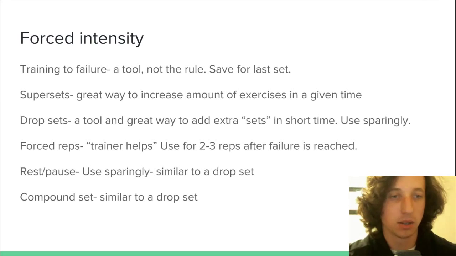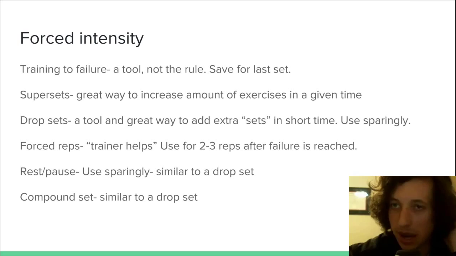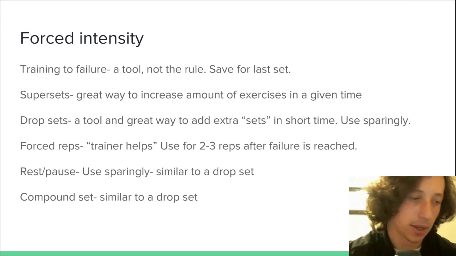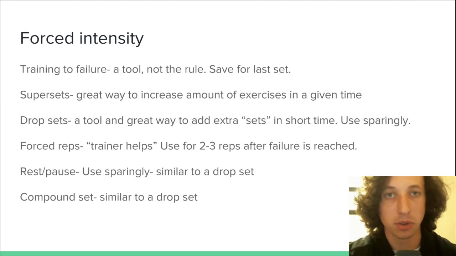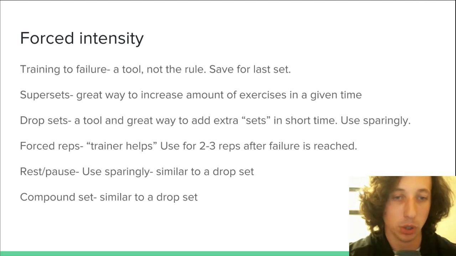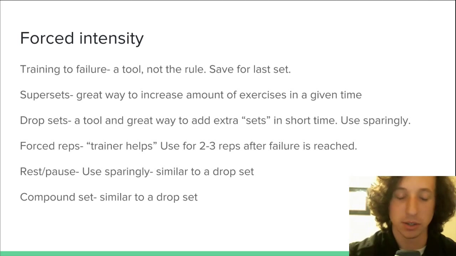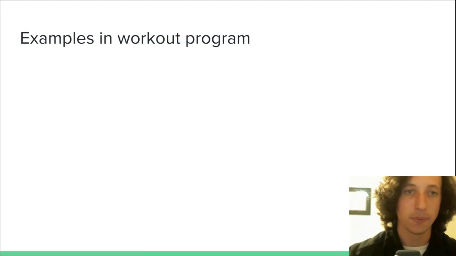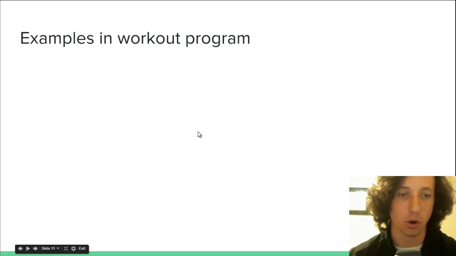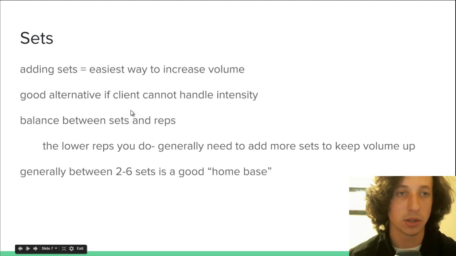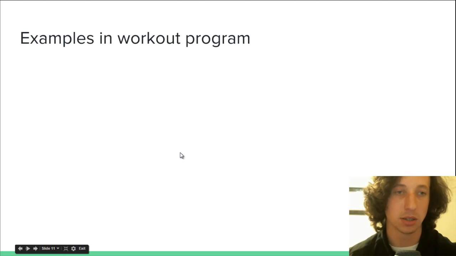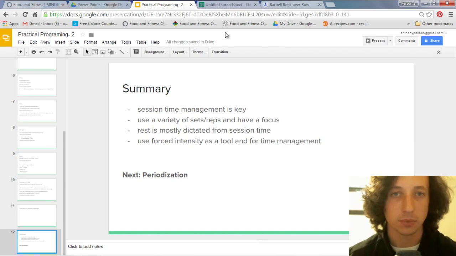And then a compound set is where you use 2 different analogous exercises back to back. So this may be where you have the individual do a bench press, and on their last set of bench press they hit failure, then they jump on the floor and they do push-ups. So kind of like a drop set, but choosing a different exercise instead of just a lighter weight. Okay, so let's go through some examples in our workout program of how we can modify our rest time, choose our weight, sets, reps, and then forced intensity. And then we'll come back to our summary here.